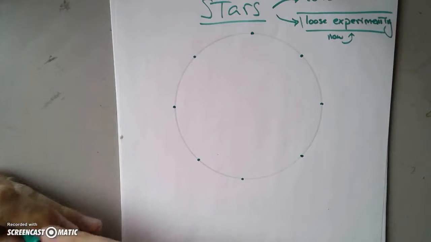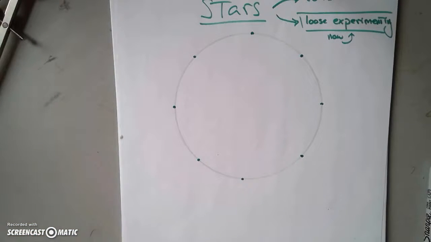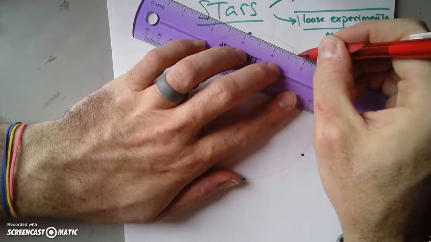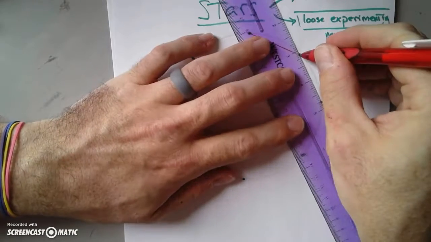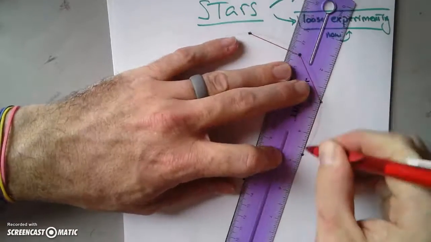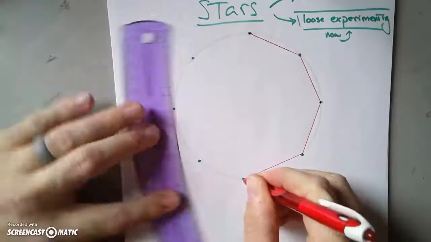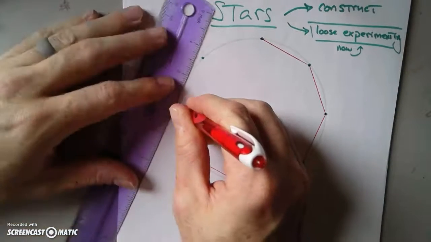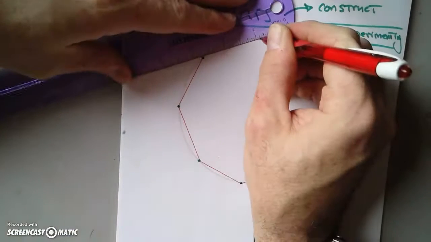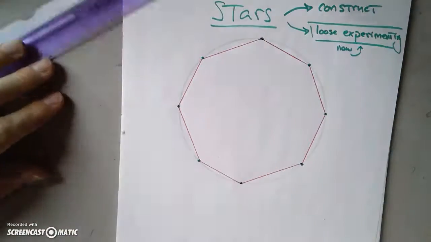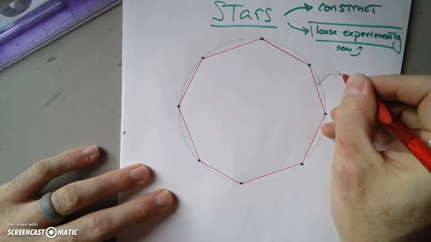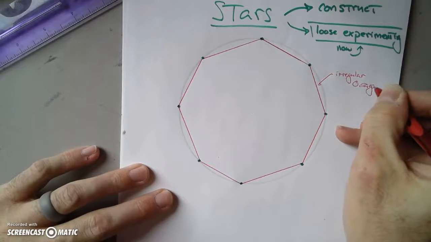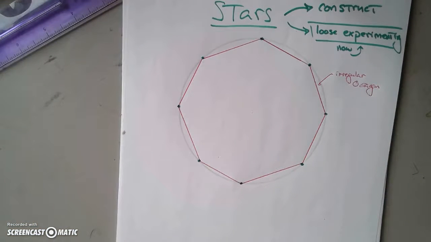Now, there are a couple ways that you can connect these. If you connect these in order, you would get an octagon, right? So if you go around the circle, and it's not a regular octagon because I estimated where the points went. So this is an 8-sided figure. That's not regular. The sides aren't all the same. So this is an irregular octagon.